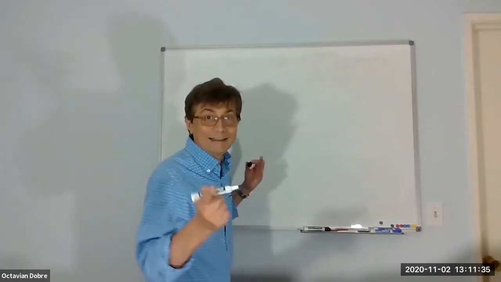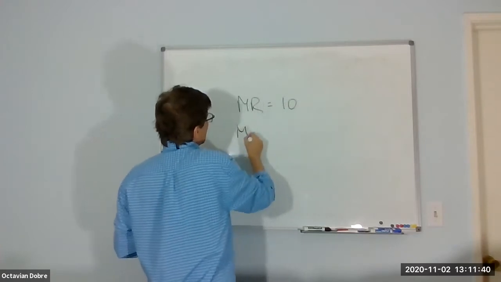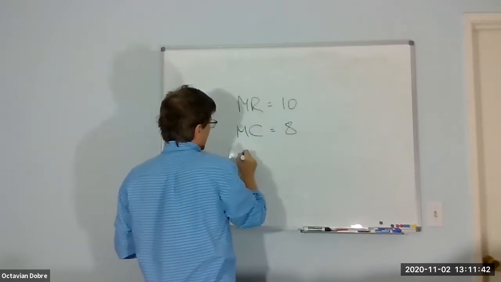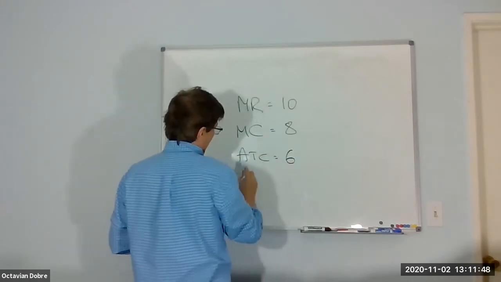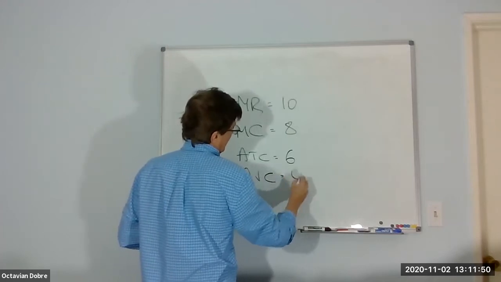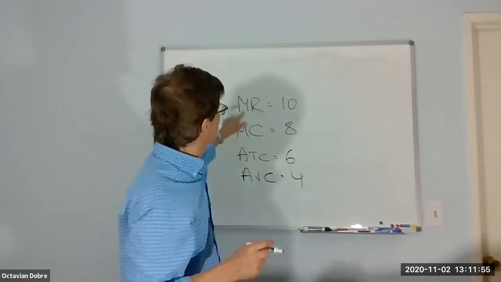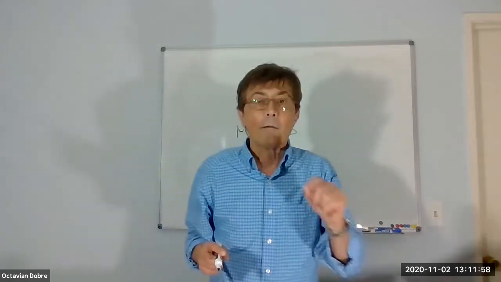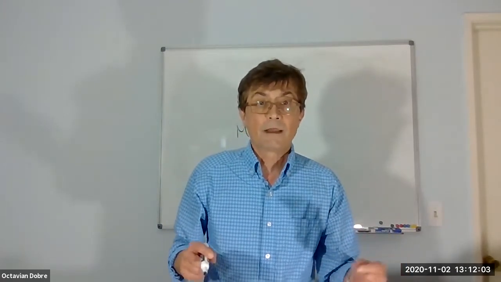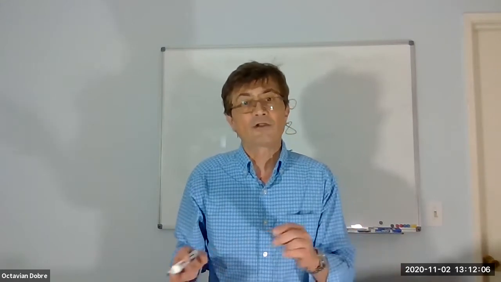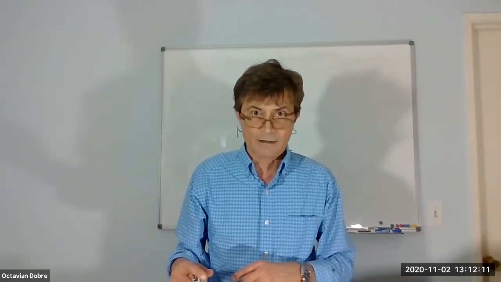If you have a problem like this, I give you marginal revenue, I give you marginal cost, I give you average total cost, and I give you average variable cost. This is an example of perfect competition, because only in perfect competition is marginal revenue the same as the price. In monopoly and monopolistic competition, marginal revenue is no longer the same as the price. Marginal revenue is less than the price.